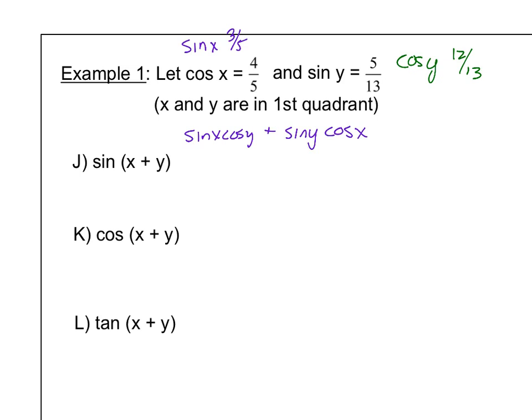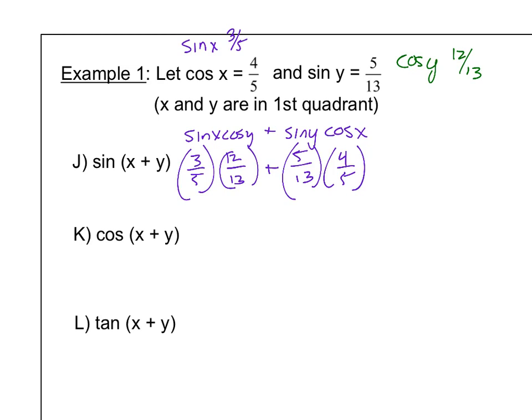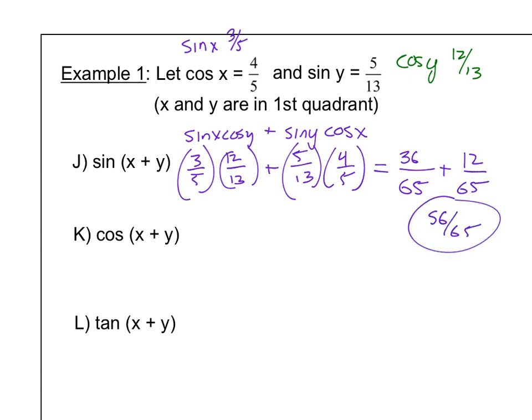Well, the sine of x is going to be 3/5. Cosine of y is going to be 12/13, plus sine of y, which is going to be 5/13, cosine of x, which is going to be 4/5. So now, good news is that when I do this, I'm going to end up with the same denominator, which makes life easy. So I'm going to add those two. That becomes 12. So my final answer becomes 56 over 65.